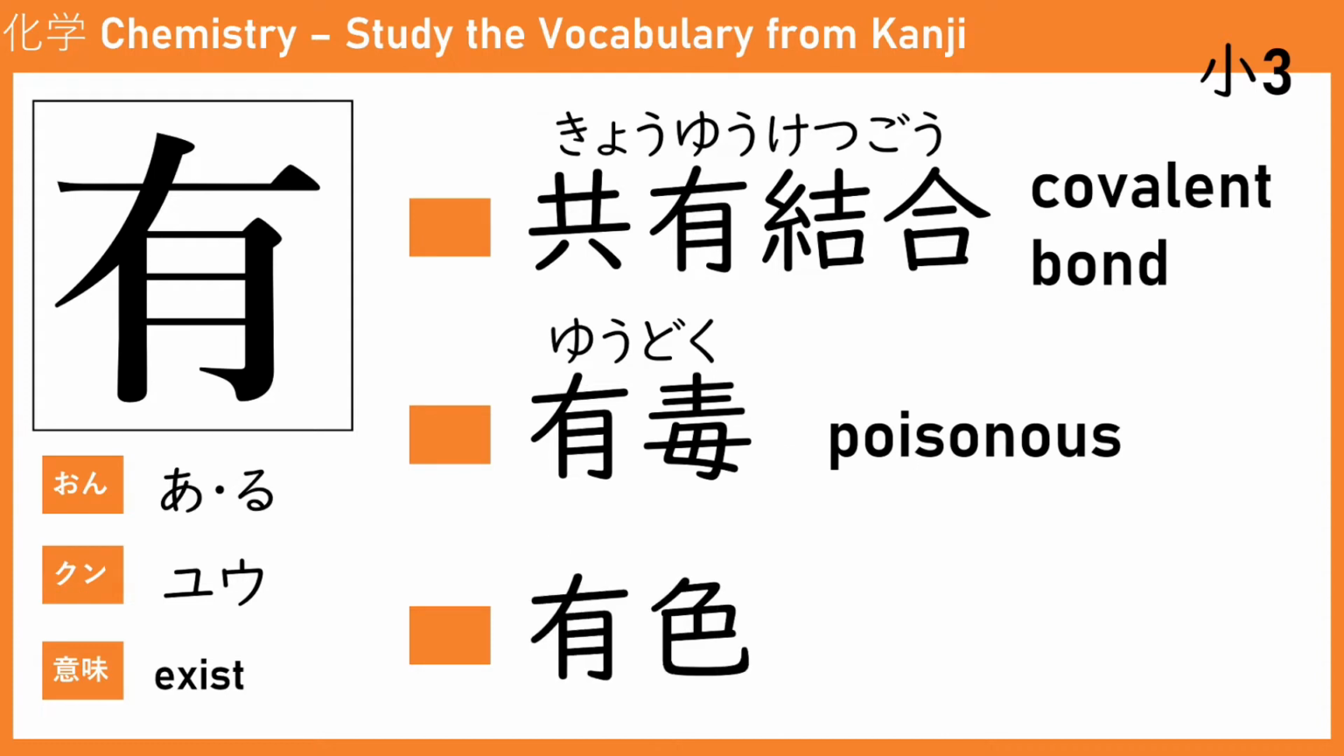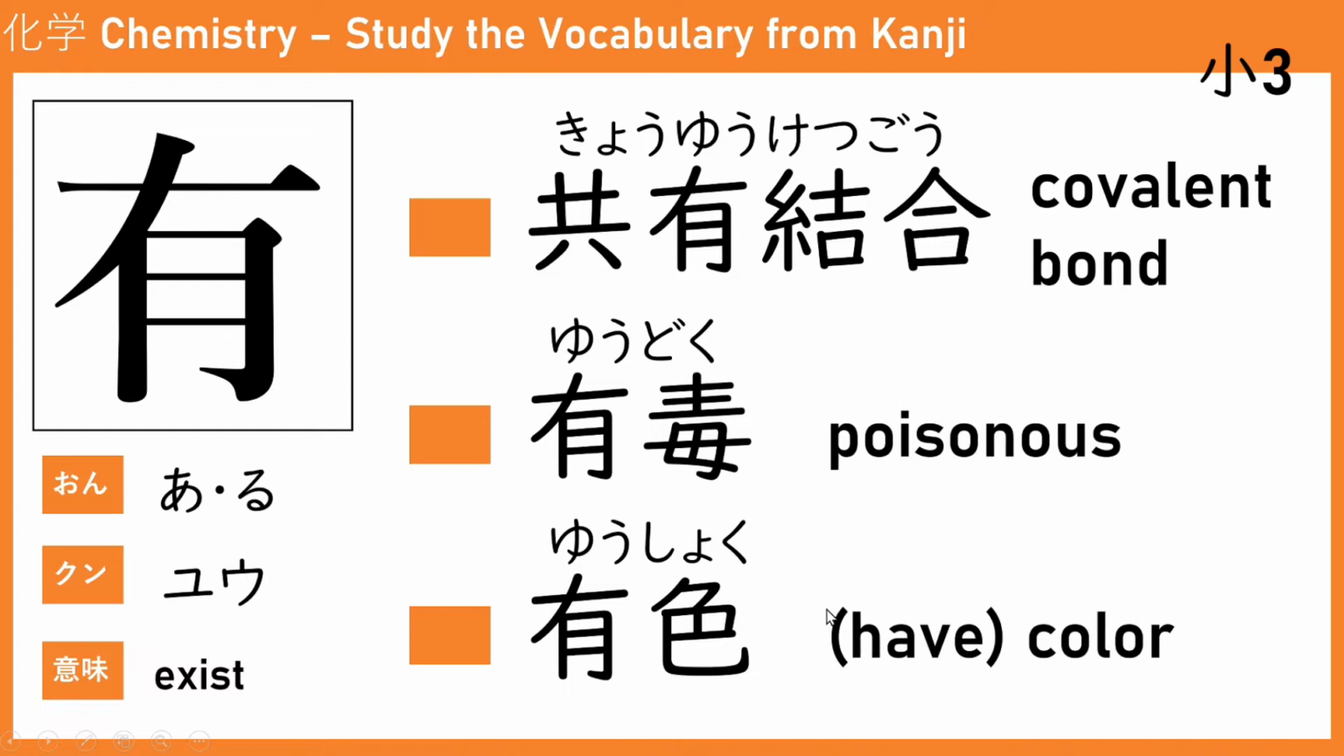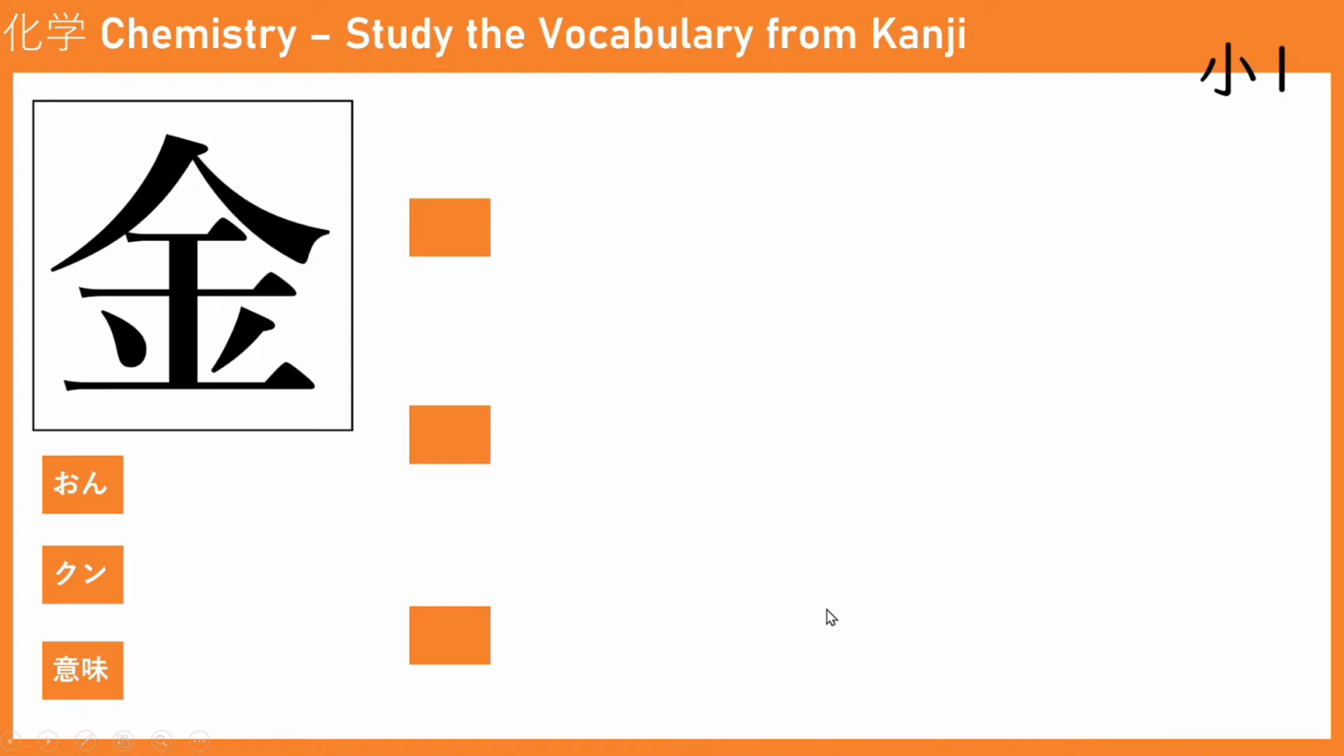This one has color. So yushoku. It means it has colors. The next kanji is kin, or kane. It means gold, metal. In economics, it shows money.